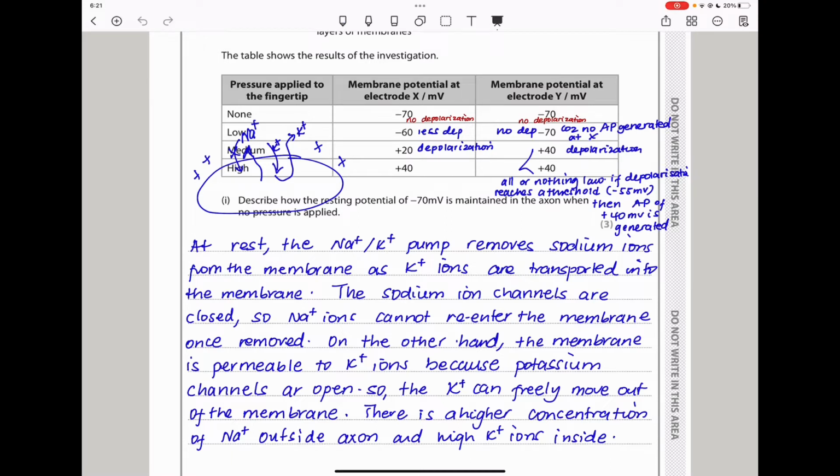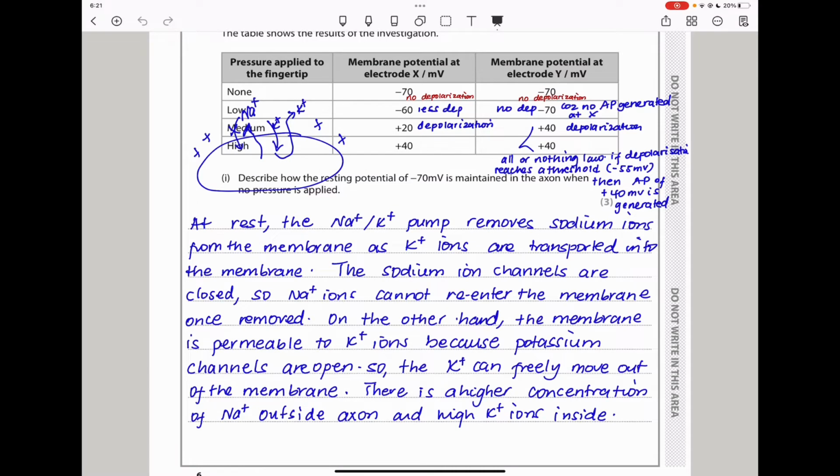So here, continuing, I said, on the other hand, the membrane is permeable to potassium ions because potassium ion channels are open. So the potassium ions can freely move out of the membrane, and there is a higher concentration of sodium ions outside and high potassium inside. So in this case, it means at resting potential, the membrane is going to have a more negative charge inside in comparison to the outside.